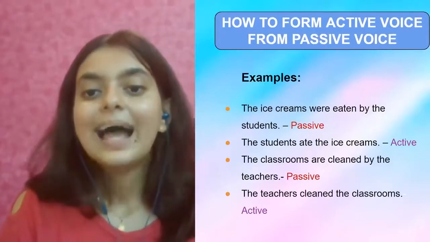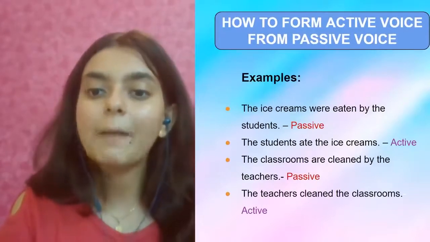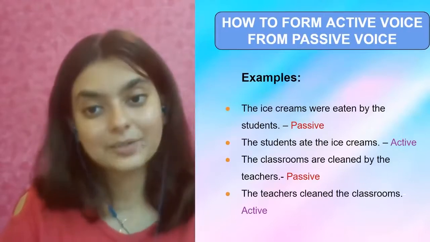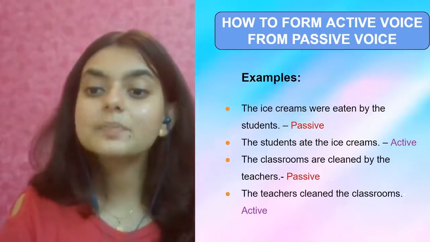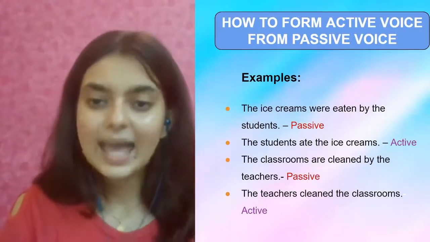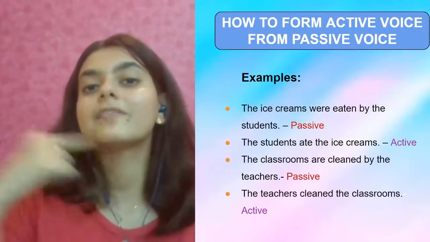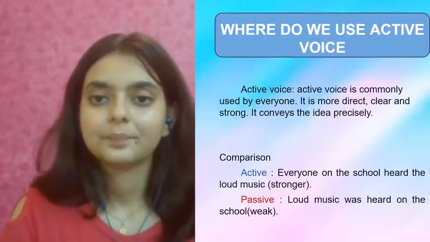For example, the ice creams were eaten by the students. The students ate the ice cream. The classrooms are cleaned by the teachers. The teachers cleaned the classroom. So you can see the interchanging of subject and object, right?